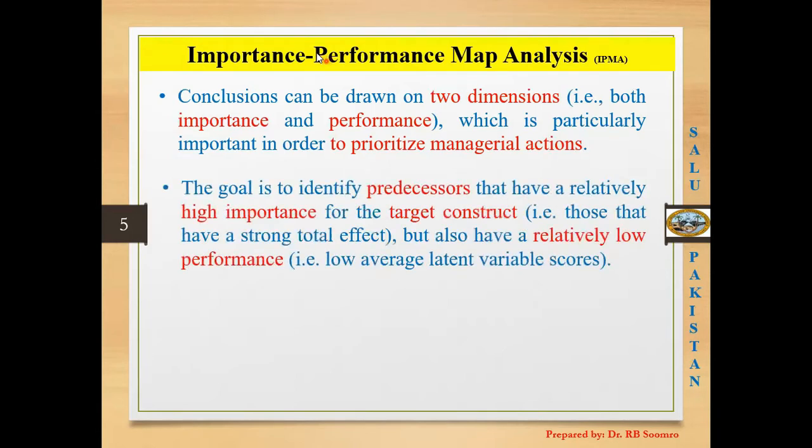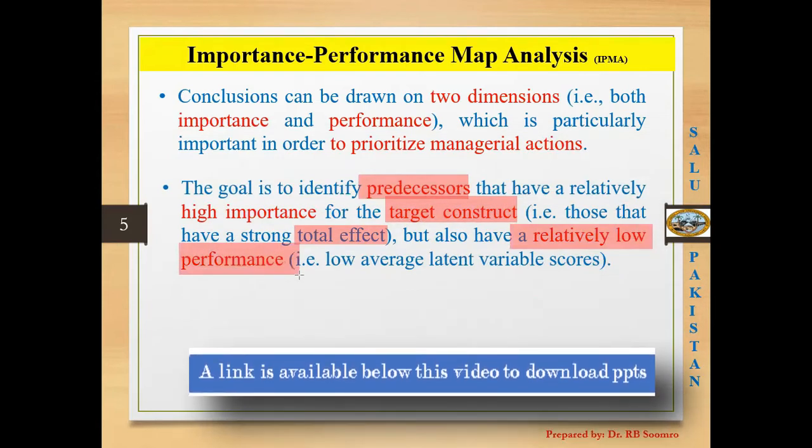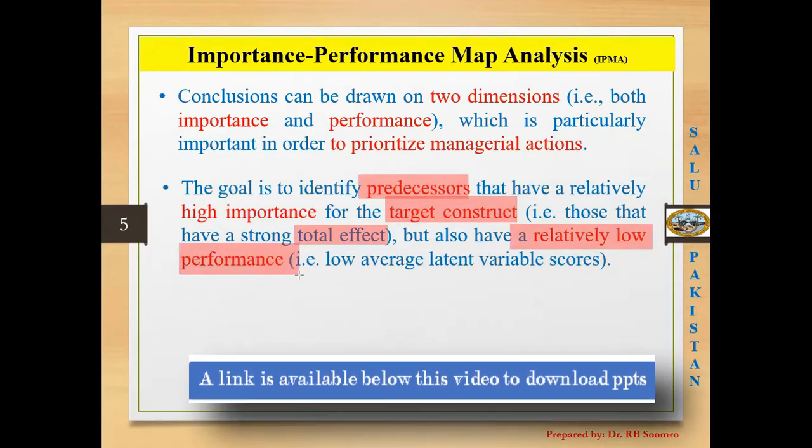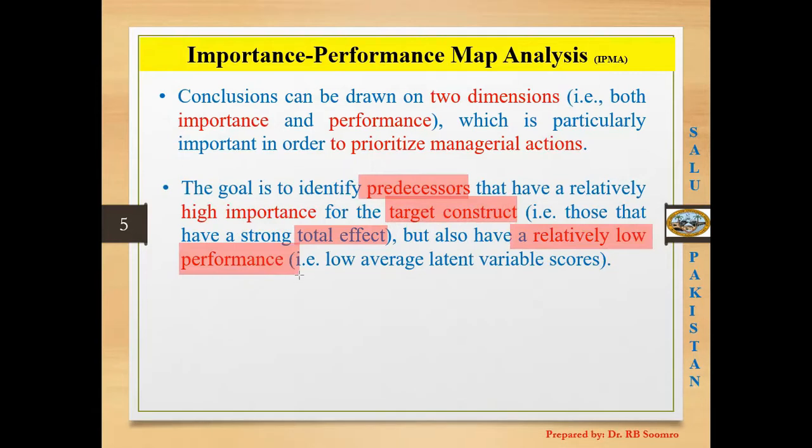And then here the goal is to identify the predecessors and the target construct. These 2 important concepts are there. In the next slide there's one model through which I will tell you the difference between the predecessors and the target construct, and those that have a strong total effect. I will also tell you about the total effect. And relatively low performance: if a construct is important, meaning its effect is much more, but its performance is very low relative to the other constructs.